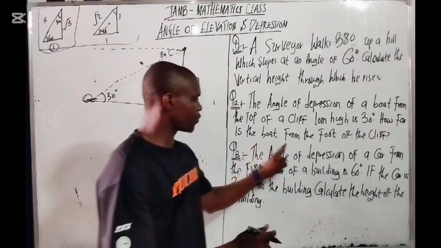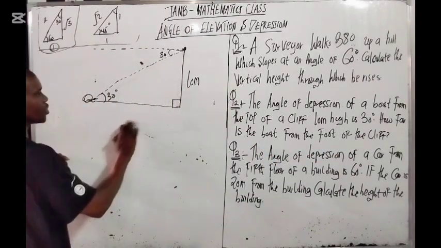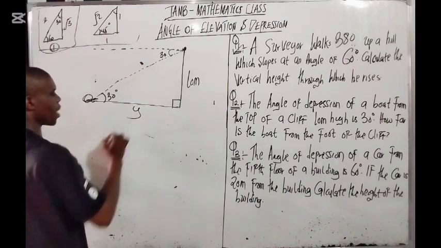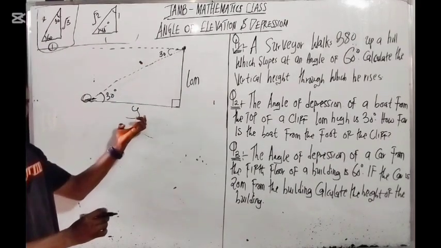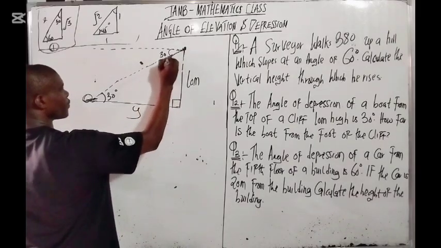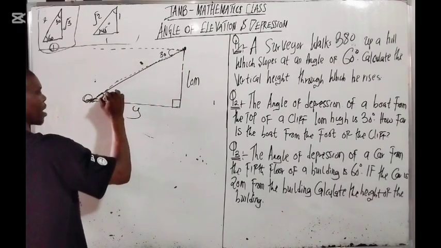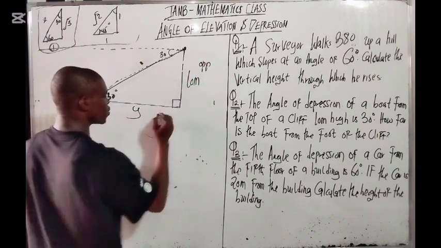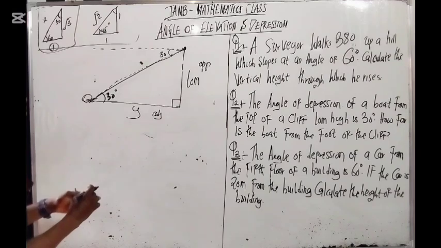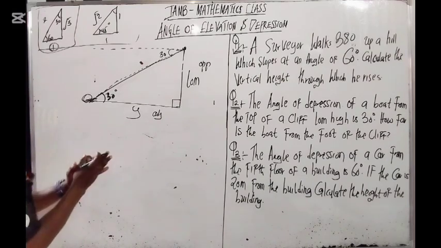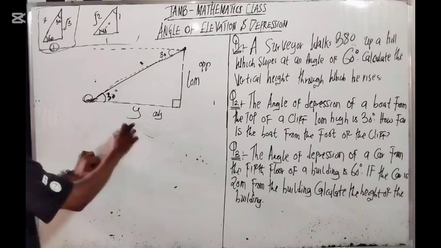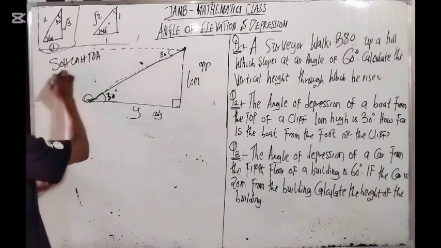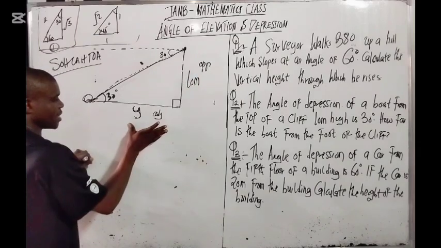The question asks: how far is the boat from the foot of the cliff? So they are asking you to calculate how far. Let us say here is y. So this is the stuff here. Here we have 30 degrees. Now remember, here is my opposite, and here is my adjacent. So how do I look for this here? Remember, I'm using TOA, right? Here we have opposite and adjacent, right?